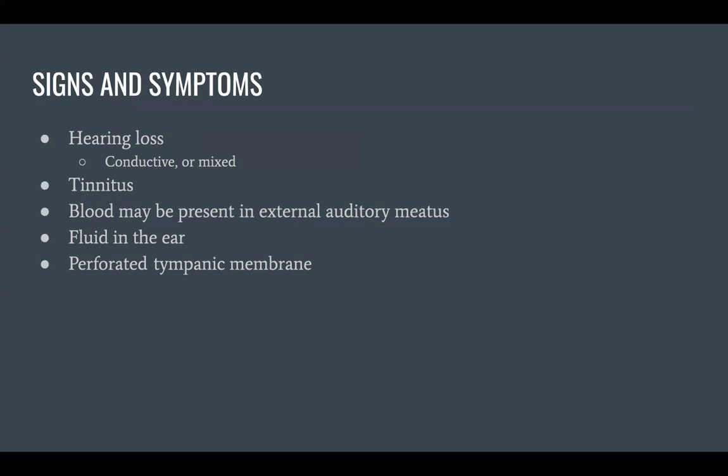And then some signs and symptoms. Patients can experience hearing loss. This will be a conductive hearing loss or a mixed hearing loss. They might experience tinnitus. Blood can be present in the external auditory meatus from the fracture. Fluid might also be in the middle ear if the fractured bone perforates.